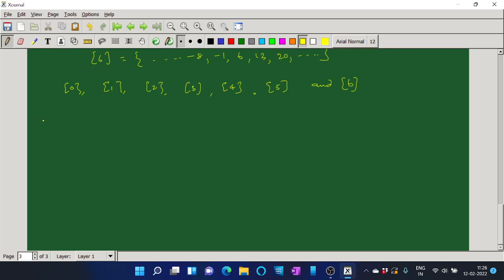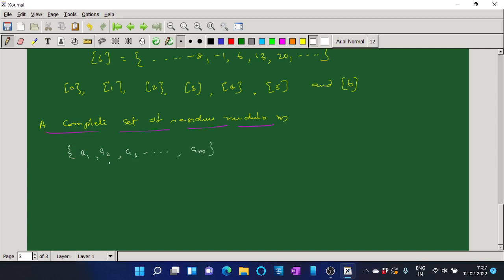Now we define a new concept or a term called a complete set of residues modulo m. Now what is this? Let us see. It is a set of m integers, for example, set a1, a2, a3, etc.